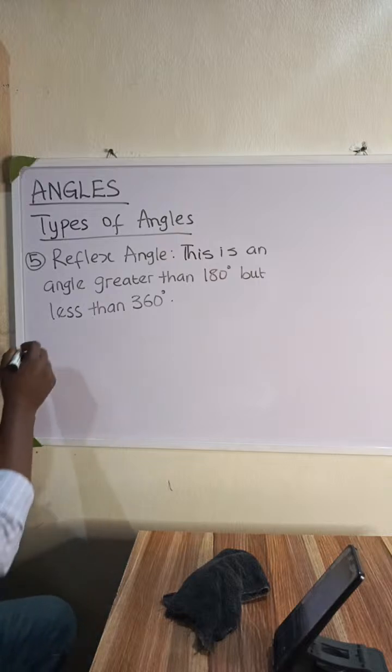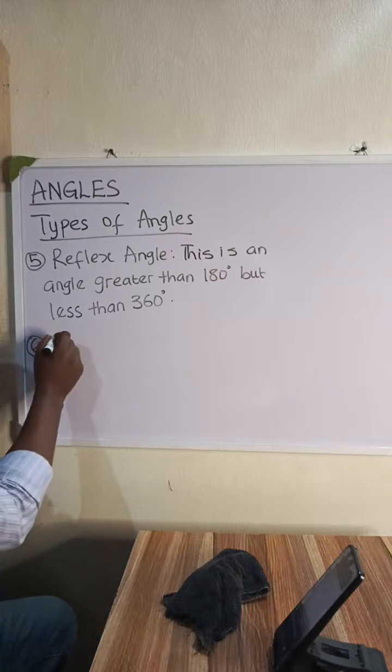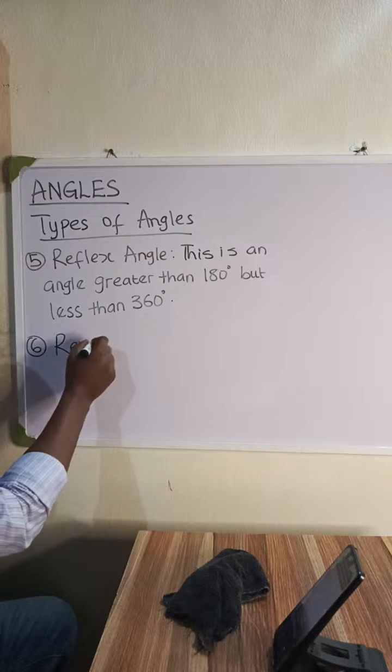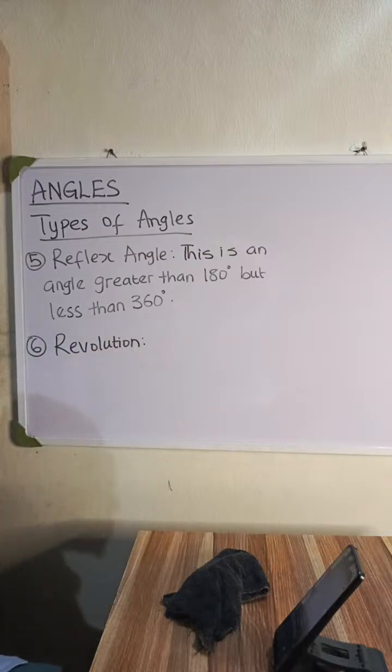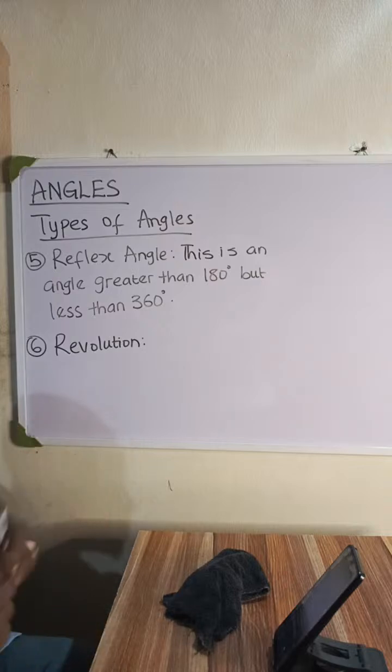And then number 6, we have a revolution. The 6th type of angle is a revolution. A revolution is exactly 360 degrees.